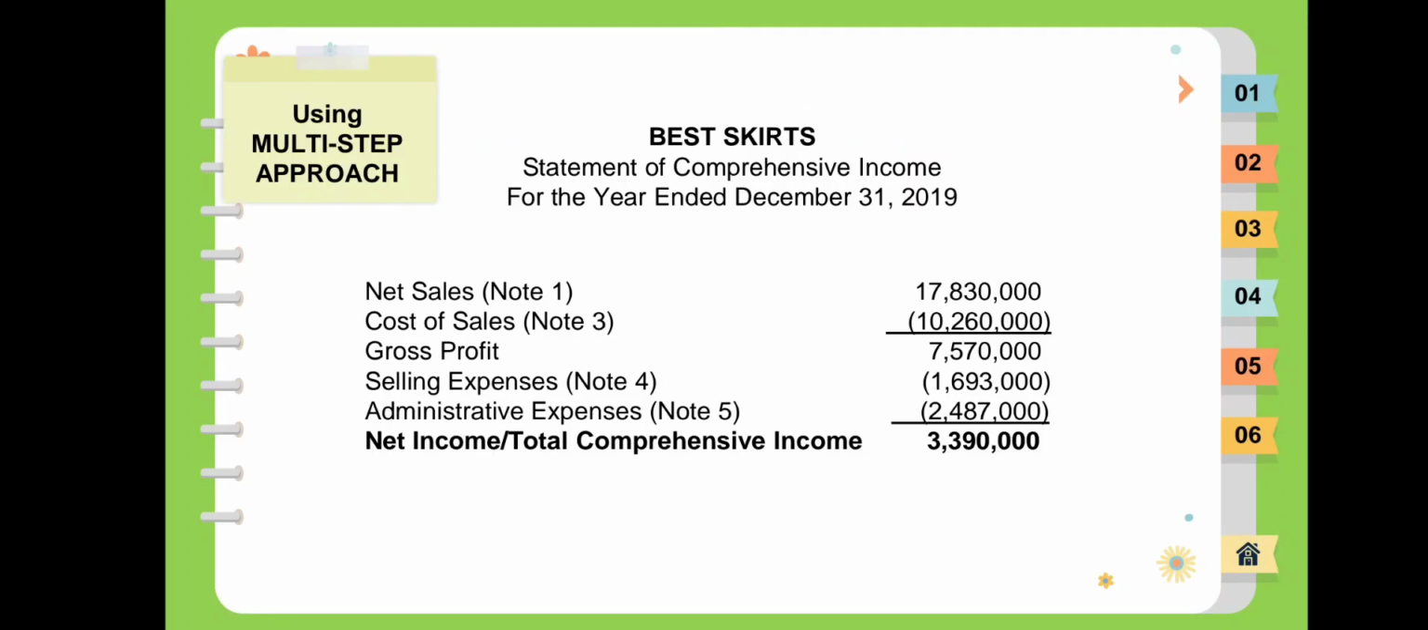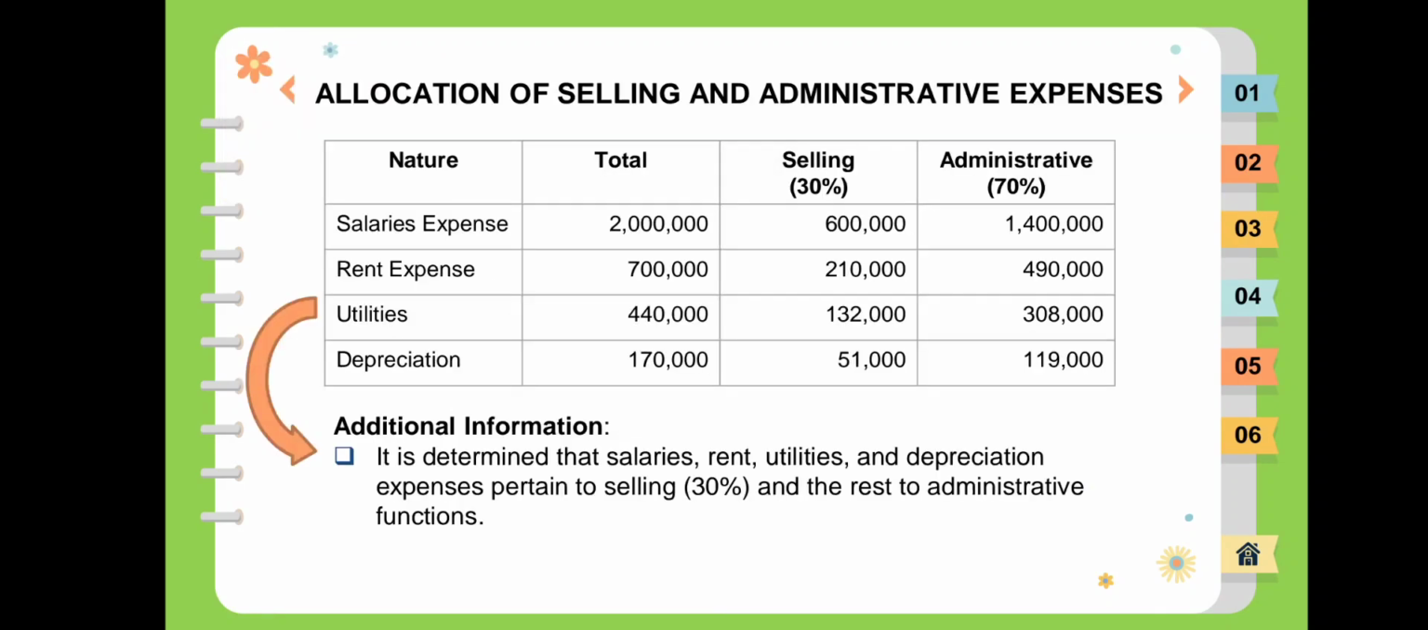So para makuha tong mga amounts na to, 1,693,000, 2,487,000. Saan daw? Let's go to note 4 and 5. Okay, but before we go to note 4 and 5, ito muna yung ginawa ng bookkeeper. So, inallocate niya muna. Bakit? Kasi doon sa trial balance, hindi doon nakastate kung magkano talaga yung selling and administrative expense, yung specific amount for this selling and administrative expense.